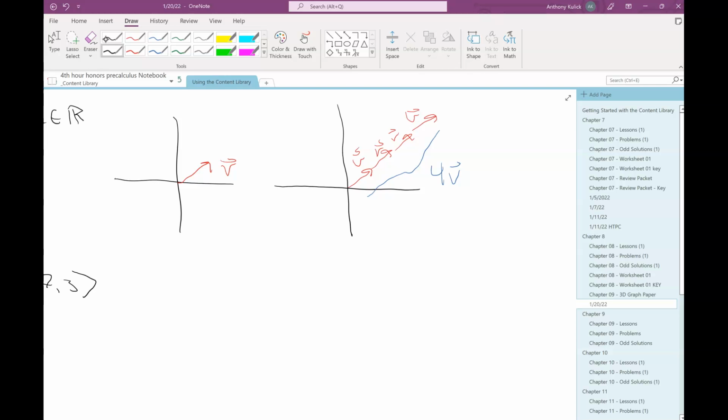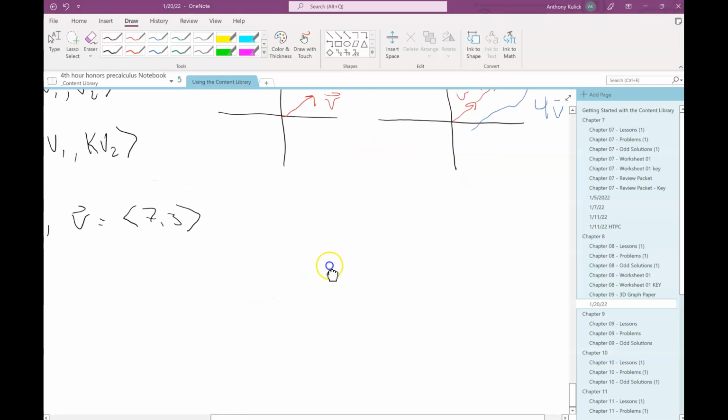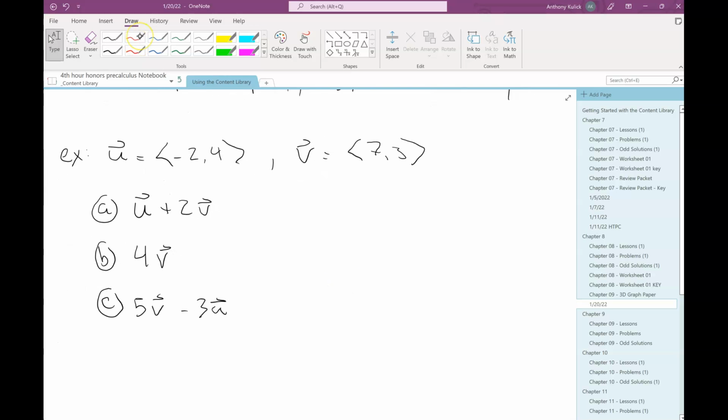Just to give you a geometric idea of what this is doing. So let's go back to this numeric example. Let's say I'm doing u plus 2v. What order should I do things here? I have two operations going on: addition and scalar multiplication. Which one should I do first? Multiplication. Yeah, same order of operations as what we've done before.